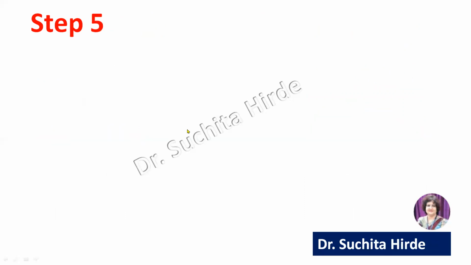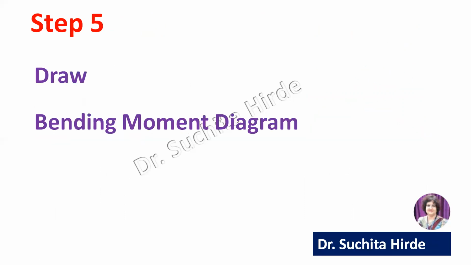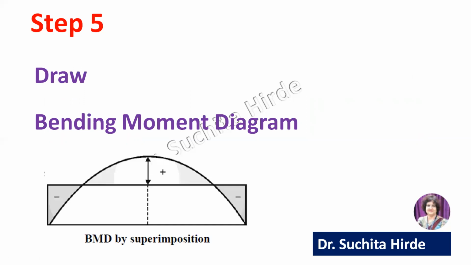After calculating fixed end moments, the last step is to draw the bending moment diagram. In fixed beam, we draw the bending moment diagram by superimposition. That means we first draw the bending moment diagram for loads, over which we overlap the bending moment diagram due to fixed end moments. And whatever net diagram we get, that is the bending moment diagram for that case.